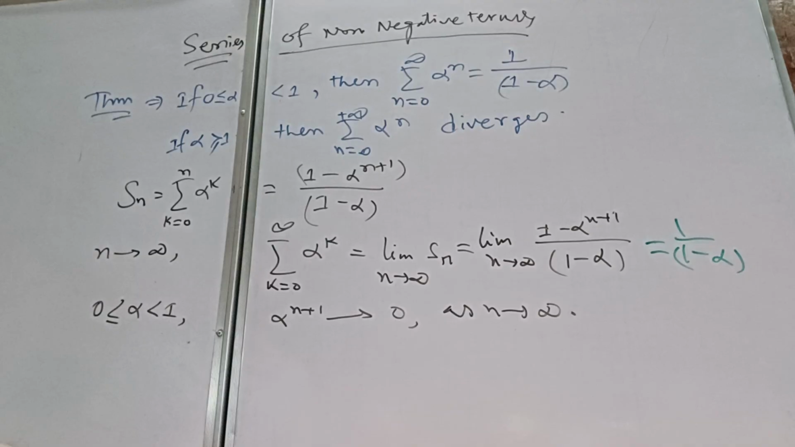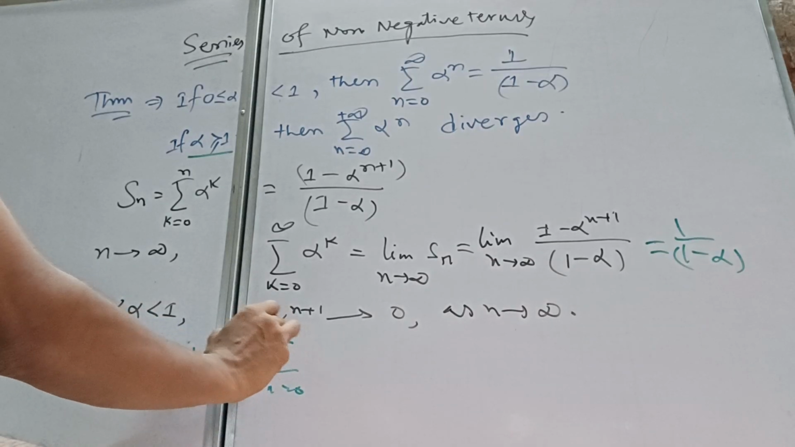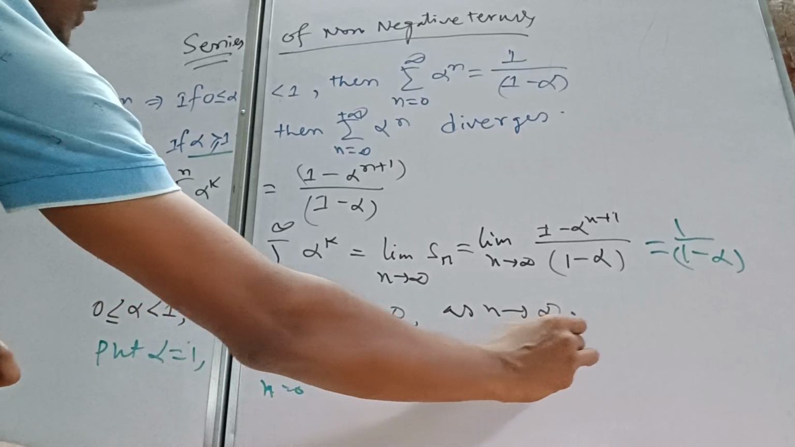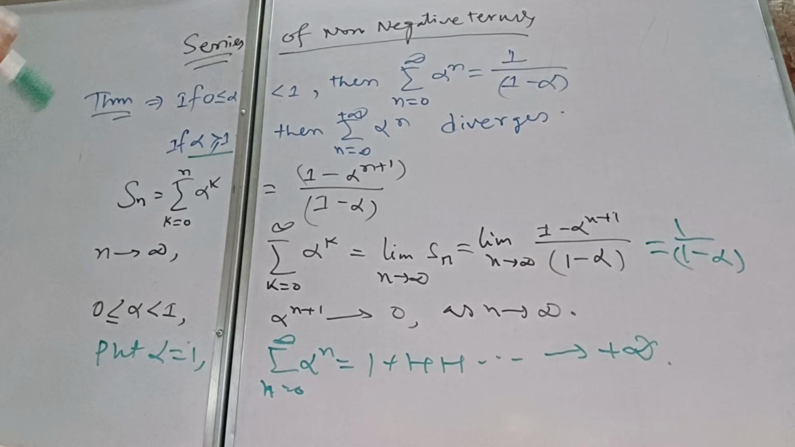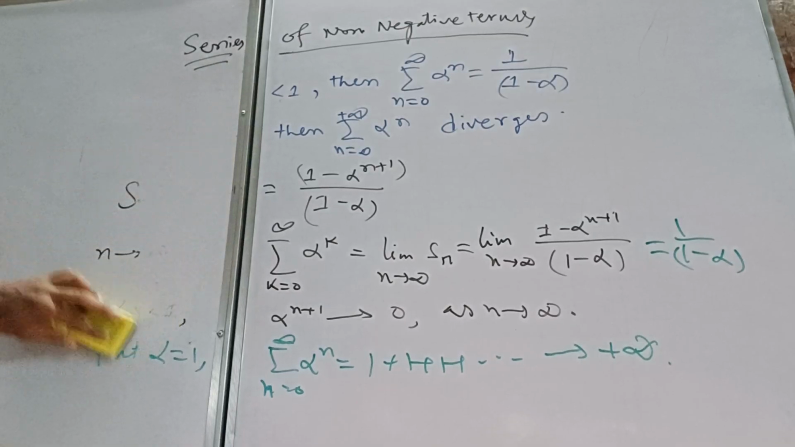Now we're going to discuss another portion. We put alpha equal to 1, then what happened? Then the summation n equal to 0 to infinity of alpha to the power n equals 1 plus 1 plus 1 plus dot dot dot, and tends to plus infinity. Okay, so not a problem at all. This is divergent if alpha is greater than or equal to 1, and this one is convergent if alpha is less than 1. Okay, so we now further proceed. We erase that portion and go on to further discussion of one important theorem related to series of non-negative terms.